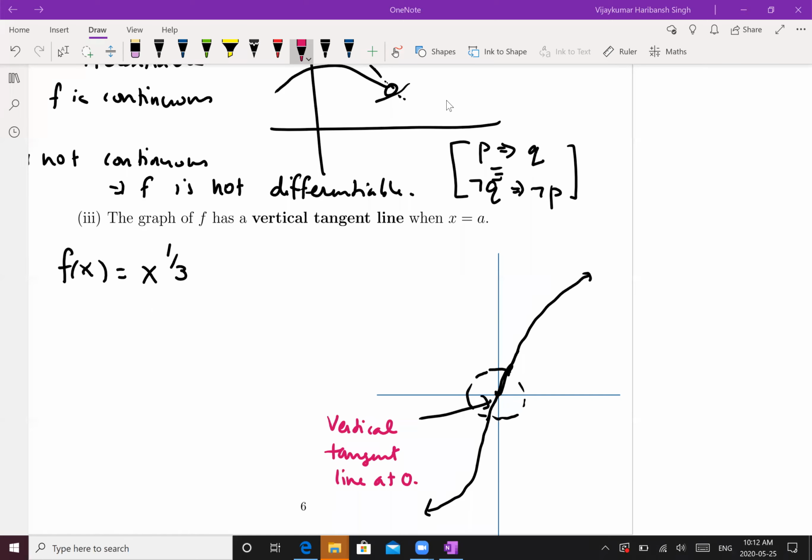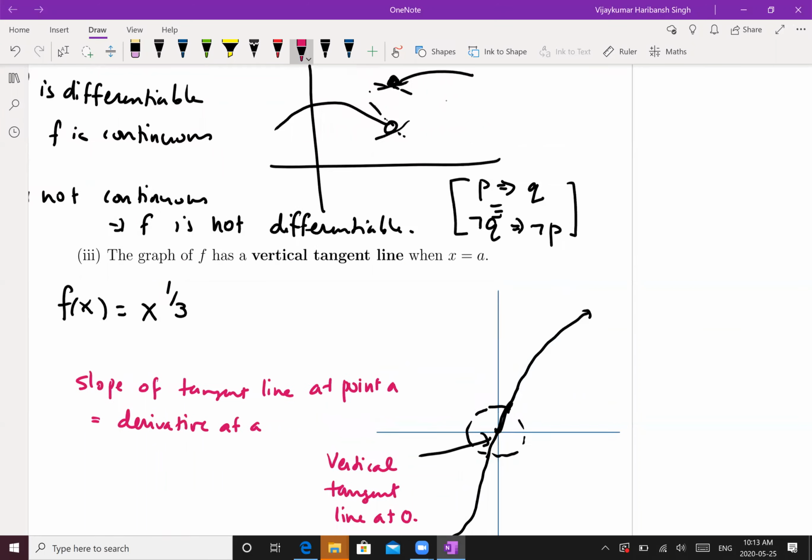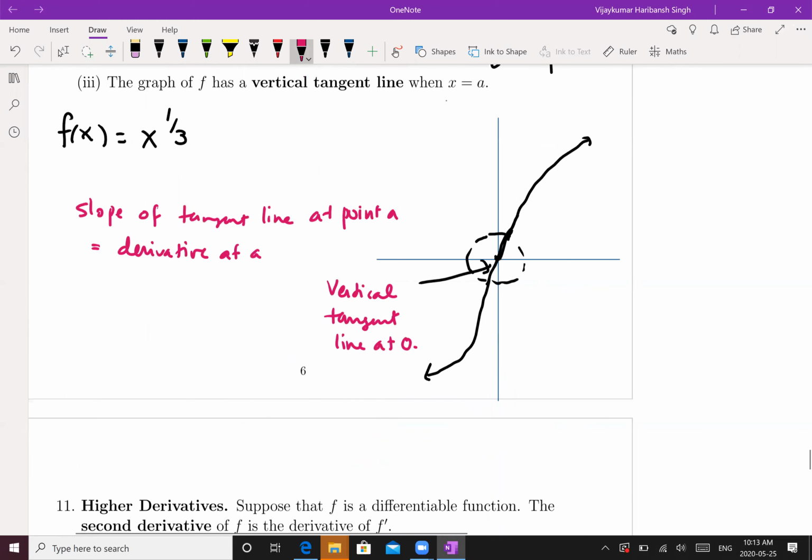So that's why the derivative does not exist at that point, because the slope of the tangent line is equal to the derivative at the point A. And in this case, the tangent line is vertical, so the slope is not defined. Therefore, the derivative is not defined. Okay. So these are the three problematic cases in which the derivative does not exist.